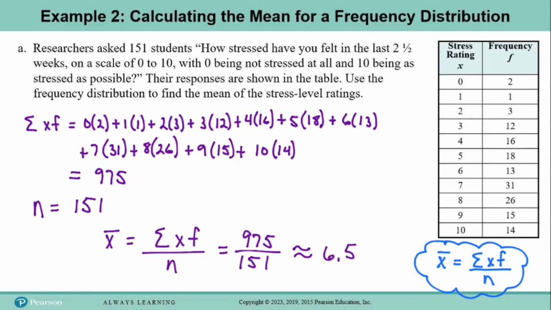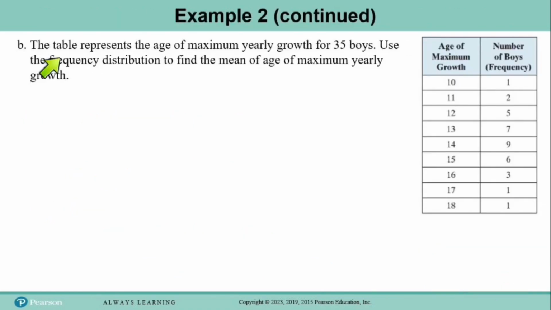Now keep in mind, you definitely could have used the calculator's statistical functions for this, and so when we go to part B, that is exactly what we're going to do. So part B says, the table represents the age of maximum yearly growth for 35 boys.